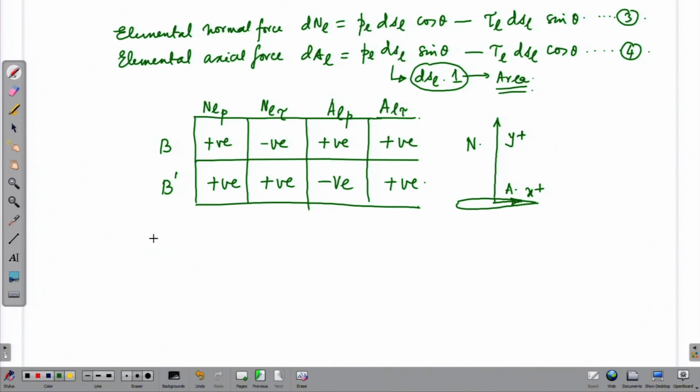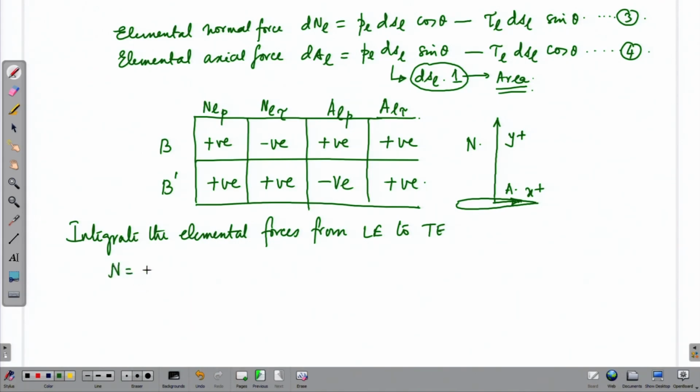Now that we have derived expressions for elemental forces, we can integrate them. So, we integrate the elemental forces from leading edge to trailing edge of the airfoil. So, we can write an expression now for the normal force that takes care of both the upper surface as well as lower surface contributions.